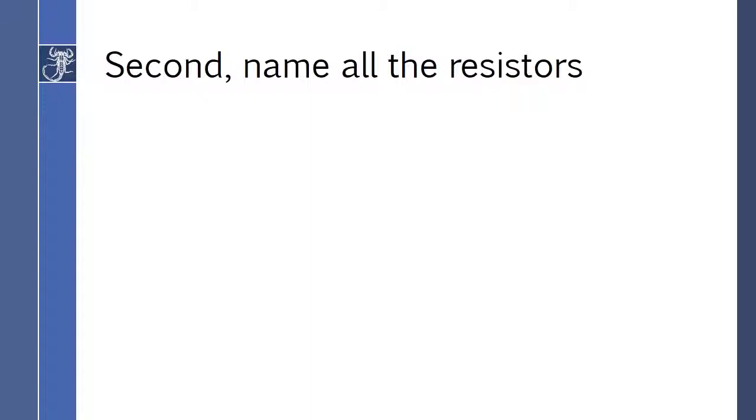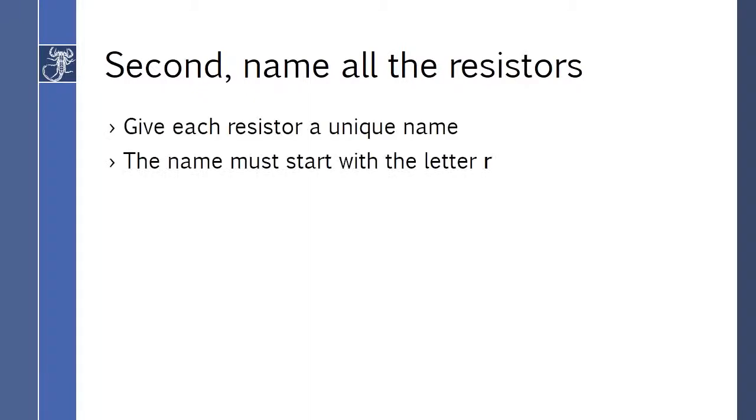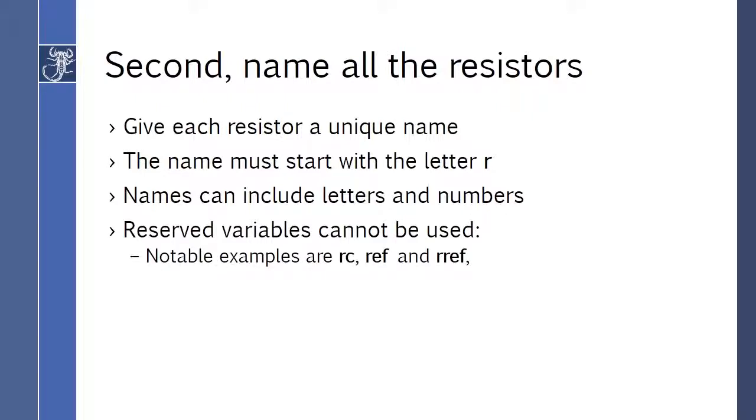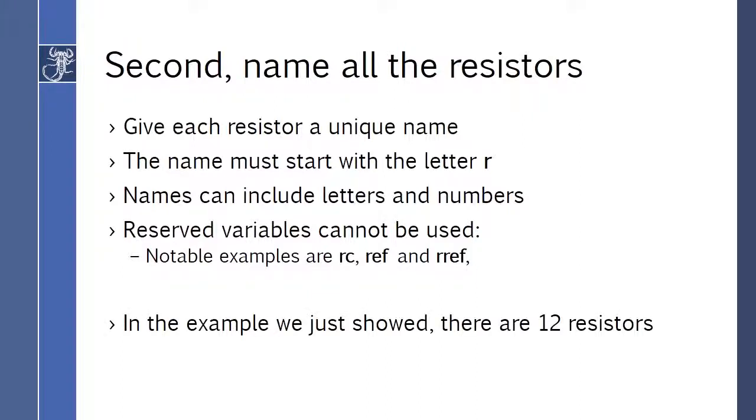Then we want to name each one of the resistors. Each name should be unique and should start with the letter R. After the R, the names can include letters or numbers. Reserved variables should not be used. A very tempting one is RC or REF. These are reserved in the calculator, so they are not allowed. In the example we are discussing, there are 12 resistors. We have named them R1 through R12.